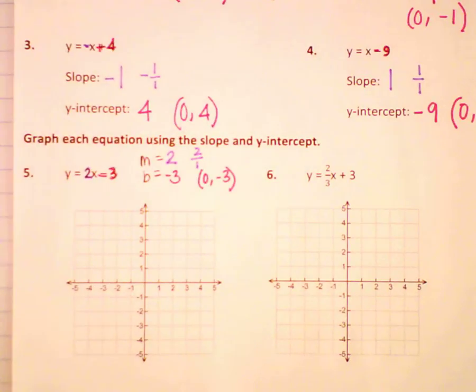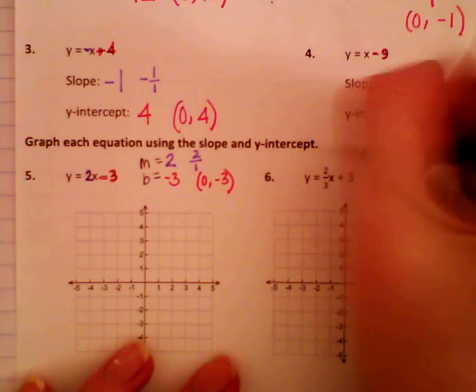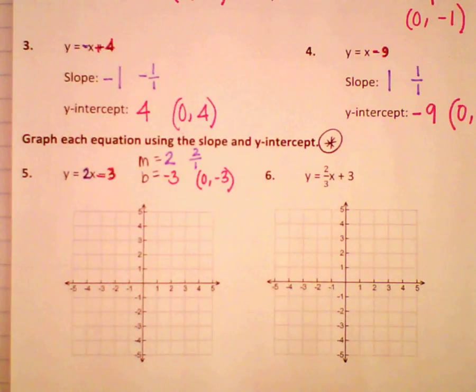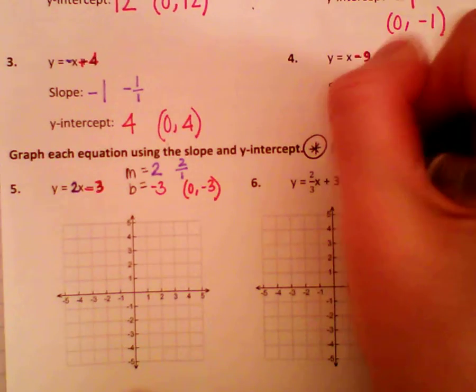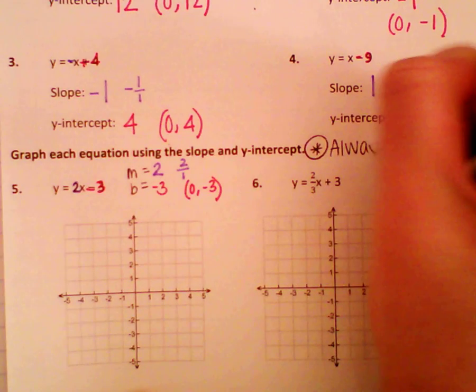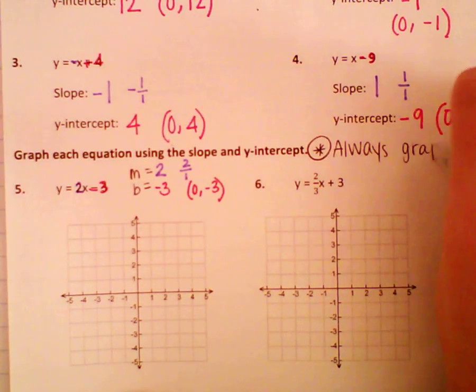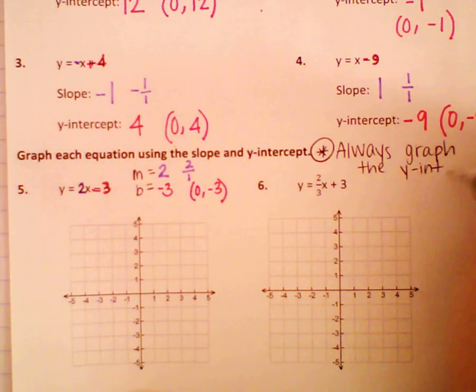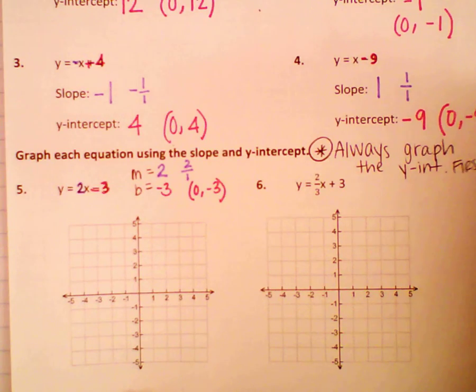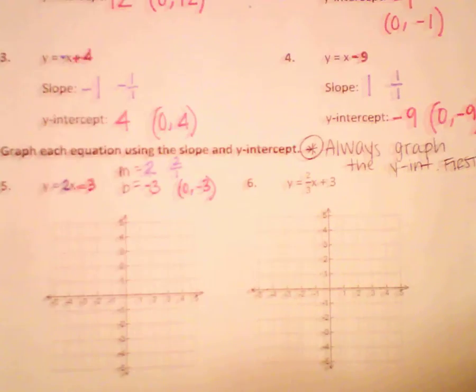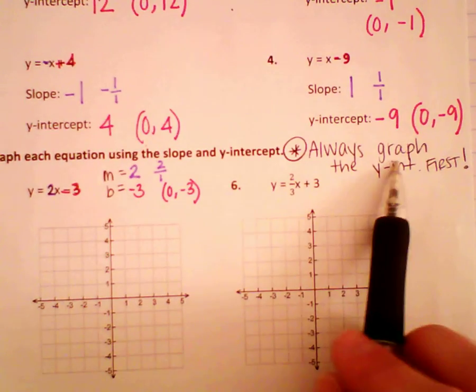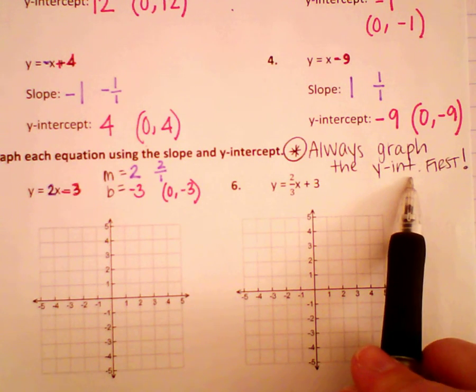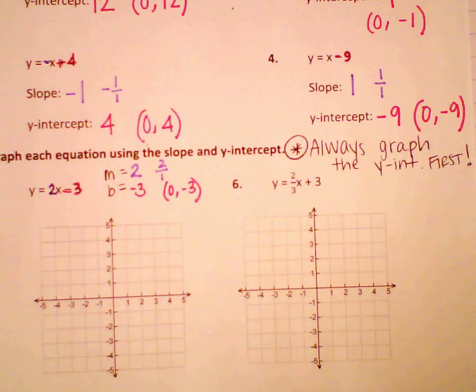Now make yourself a note. Make a star. This is really, really important. You always graph your y-intercept first. That is really, really crucial. You have to graph your y-intercept first, and then from there you can use your rise over run to graph at least 3 more points. Good, I'm glad that you wrote that down.